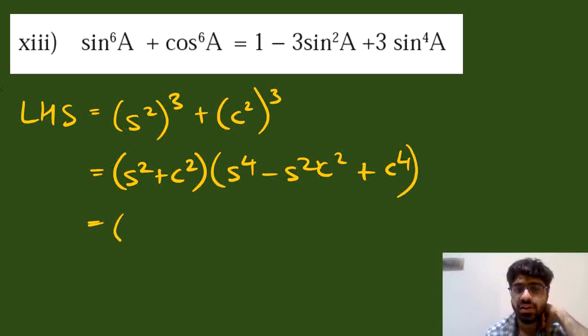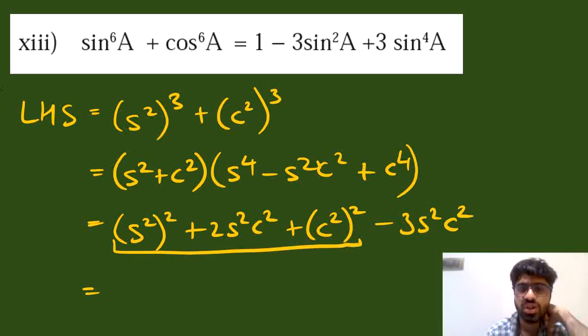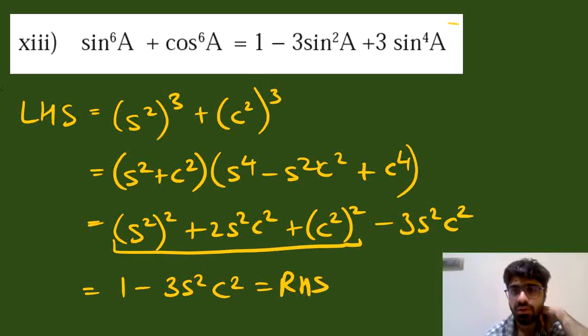The second bracket we can write as sine square a the whole square plus 2 sine square cos square plus cos square a the whole square. I know you are wondering why I have done this, but I would actually balance it by writing a minus 3 sine square a cos square a in the end, because when I do that, the first three terms are actually becoming sine square a plus cos square a the whole square. That is 1 square, which is equal to 1. So we finally have 1 minus 3 sine square a cos square a. And yeah, that's what you had on the right hand side right here. So that's how we are proving our 13th question.